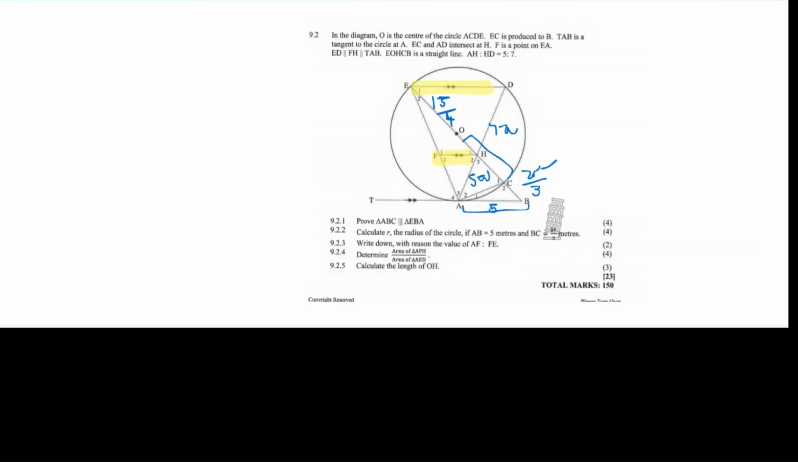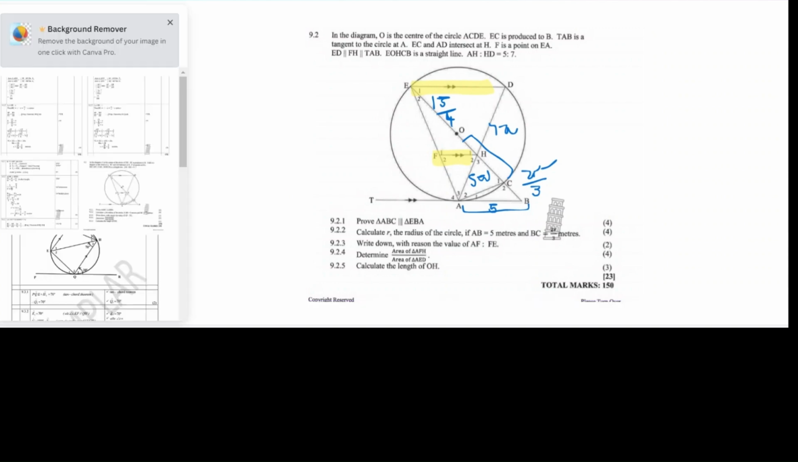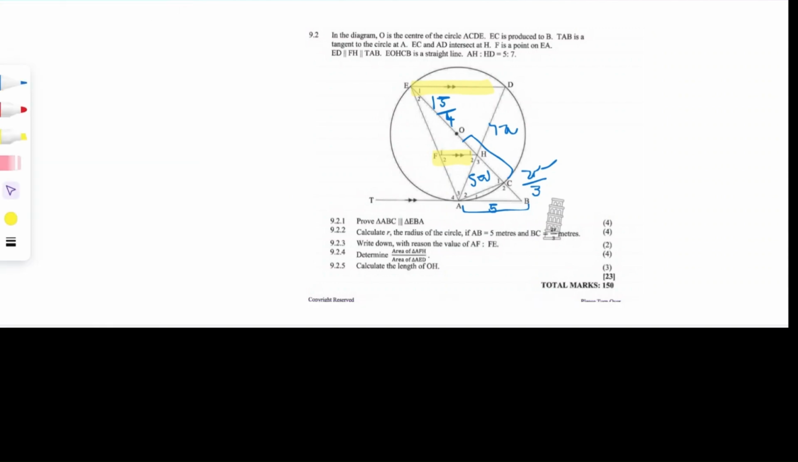So let's look at question 9.2.3. They tell us that we have to write down with reasons the value of AF to FE. Right, AF to FE. Let's pay attention to the triangle that it is a part of. AF and FE are a part of triangle EAD. Now, just like I said previously, guys, AED is a triangle with two parallel lines.